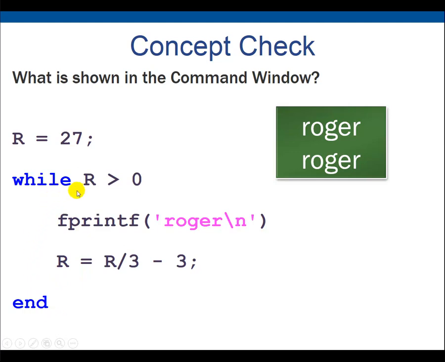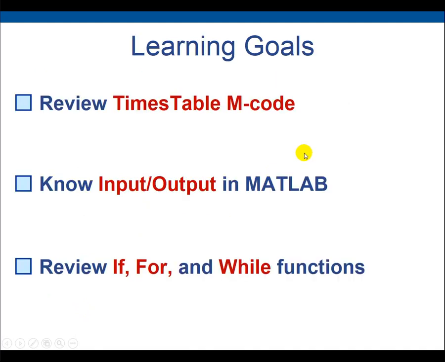And then we go up here. Is R greater than 0? Because R is 6, right? So it's true. Then show Roger again. And then R, 6 divided by 3, which means 2, minus 3 is -1. And then we go up here. Is R greater than 0? No, right? So R has -1. So in this case, it breaks. So we have only 2 values, Roger and Roger.